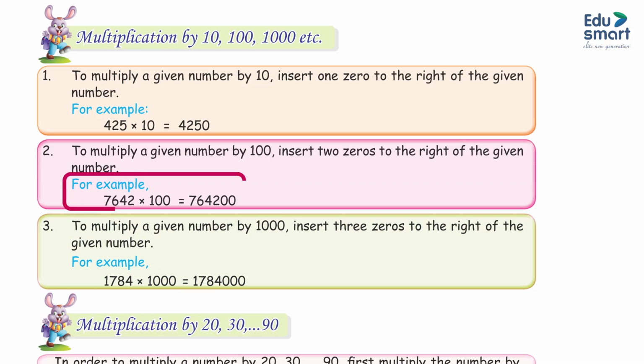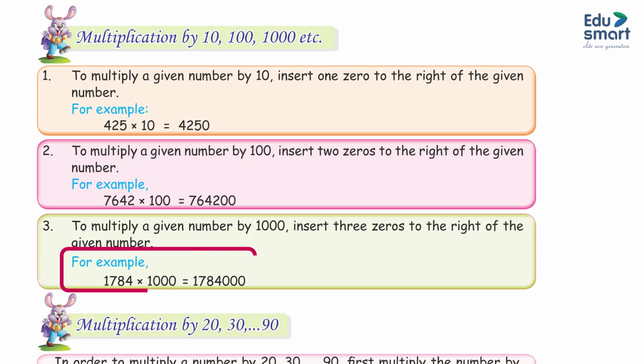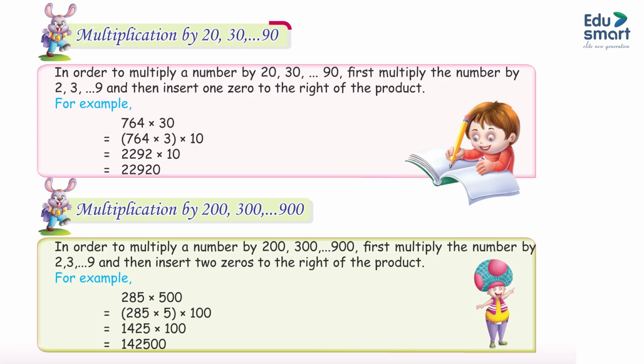For example, 7642 into 100 is equal to 7,64,200. 3. To multiply a given number by 1000, insert 3 zeros to the right of the given number. For example, 1784 into 1000 is equal to 17,84,000.